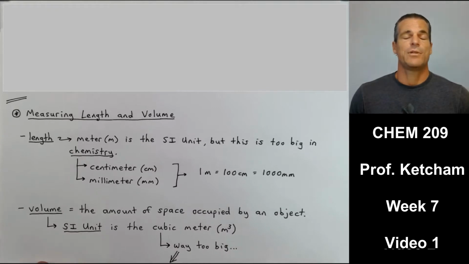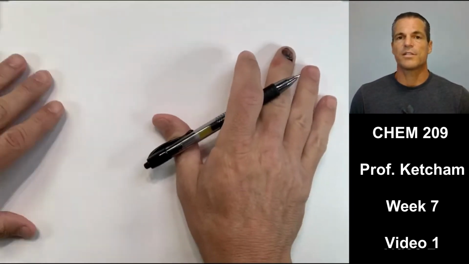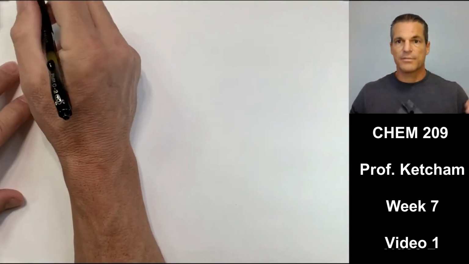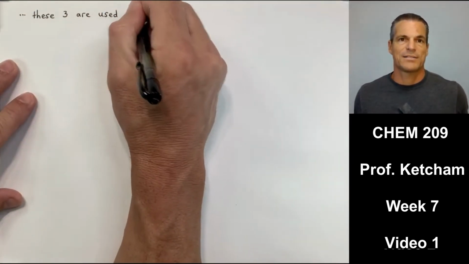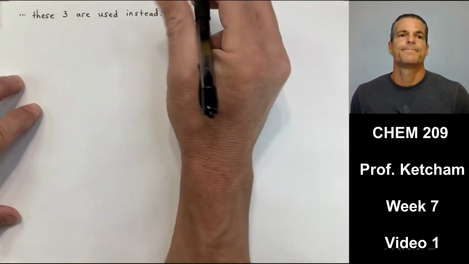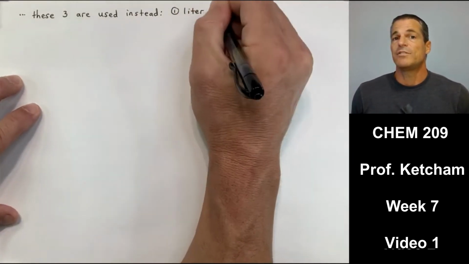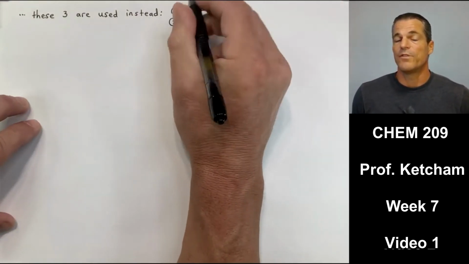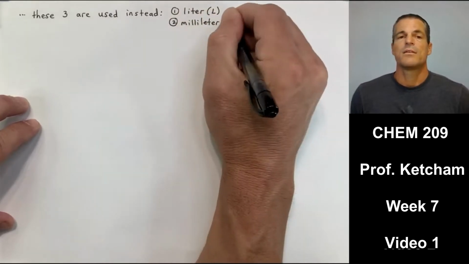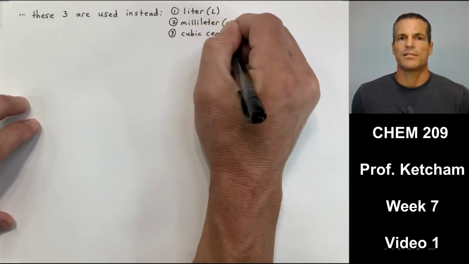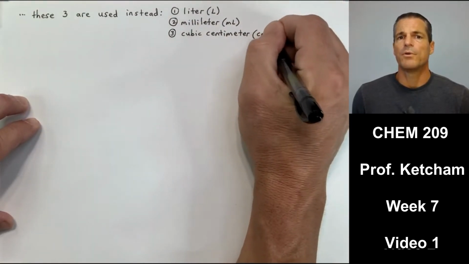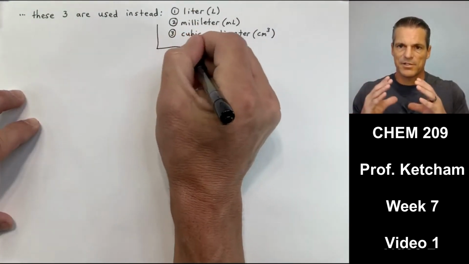Now, volume down below here is the amount of space occupied by an object. Now, the SI unit is way too large. It's meters cubed. That's like a meter times a meter times a meter. I mean, I can almost fit in a meter cubed box. Okay, so it's way too large. So instead of using meters cubed for volume, the SI unit, we use these metric units, and they're much more usable for us because the size is much smaller.